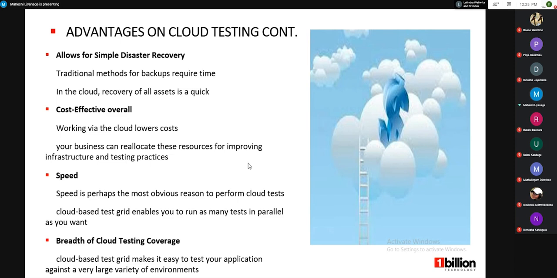And then we have speed. As we know, speed is the most obvious reason to perform cloud testing. This cloud-based test grid enables us to run many tests in parallel. You don't need to wait for another test to complete; you can run as many in parallel as you like. And then we have breadth of cloud testing coverage. Using this cloud-based test grid, it is easy to test your application against a very large variety of environments. So you don't need to set up any infrastructure yourself.